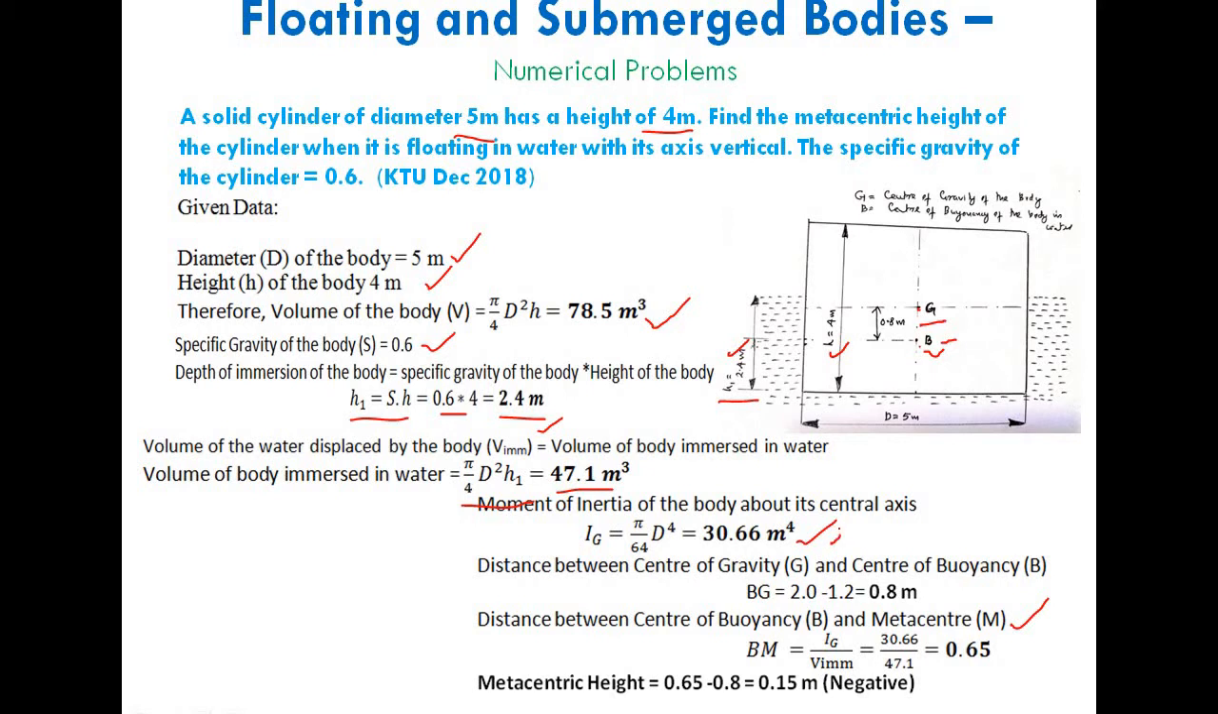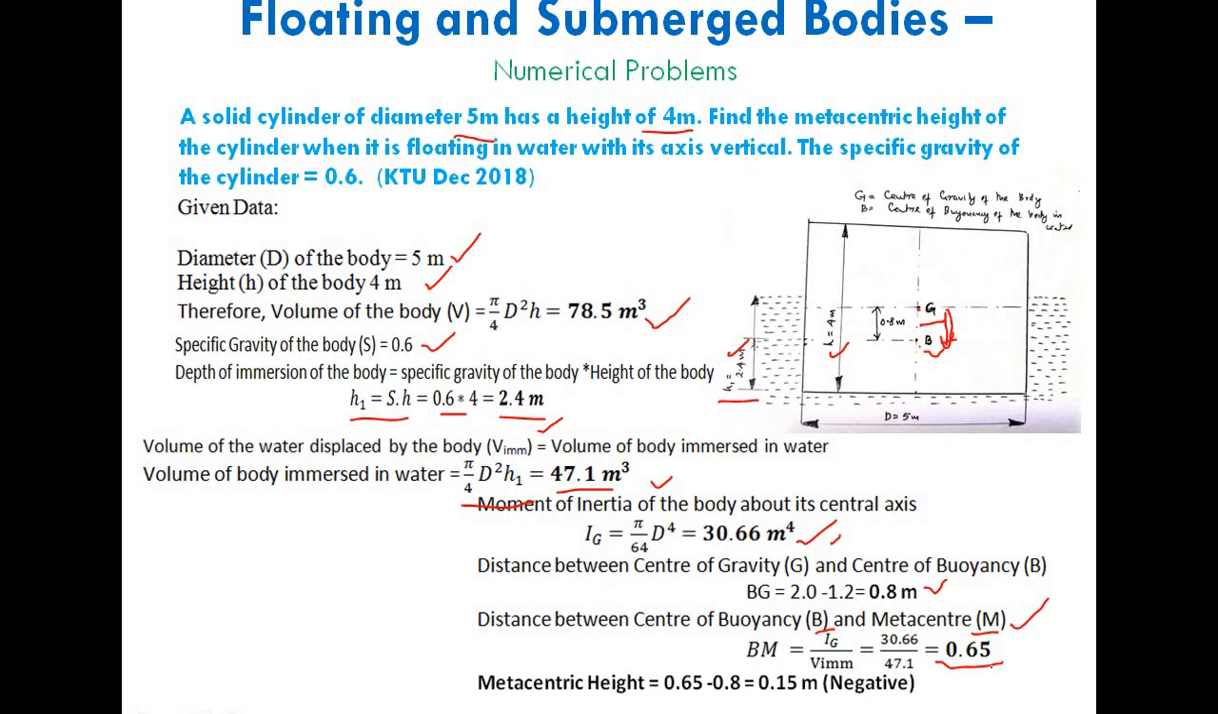Then Bg, that is the vertical distance between center of gravity and center of buoyancy. As per this figure, it is 2 minus 1.2, that is 0.8. So Bm, that is the distance between center of buoyancy B and metacentre of the floating body, is Ig by V immersion. This formula also we have derived. Ig is 30.66, V immersion is 47.11. So you will get Ig by V immersion as 0.65.